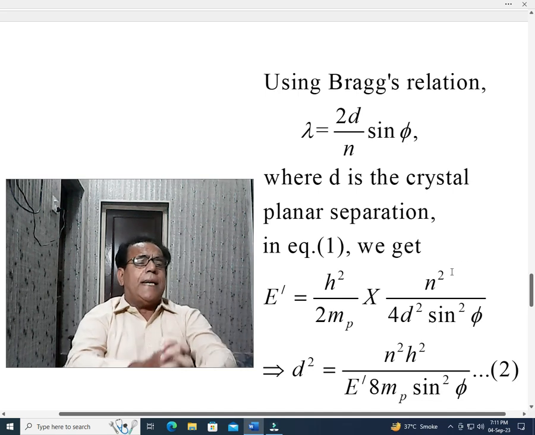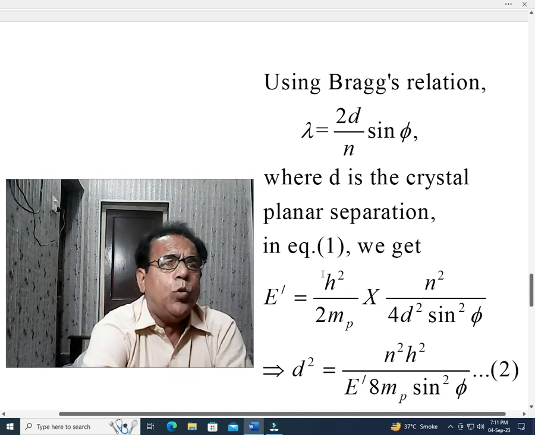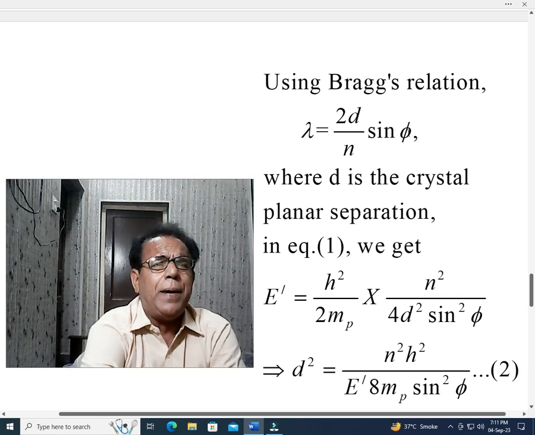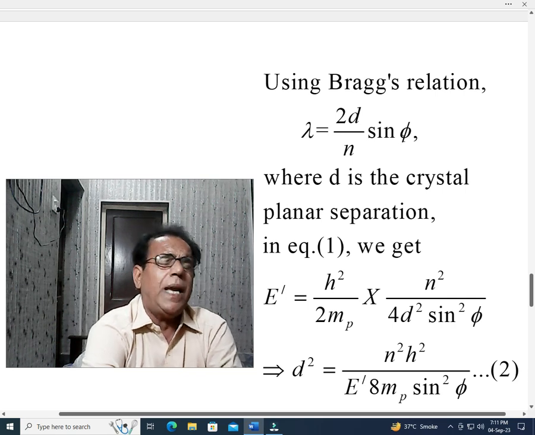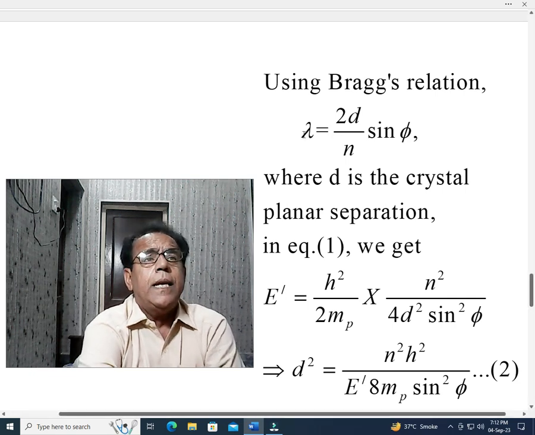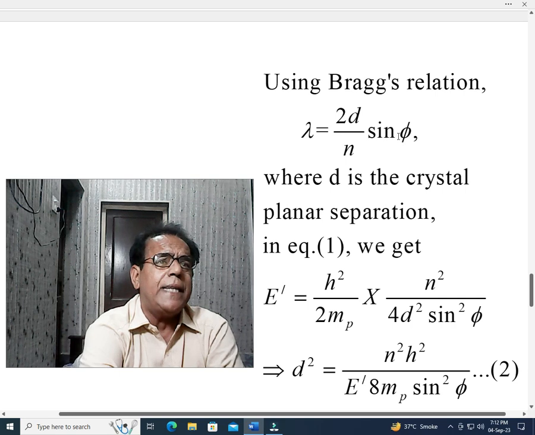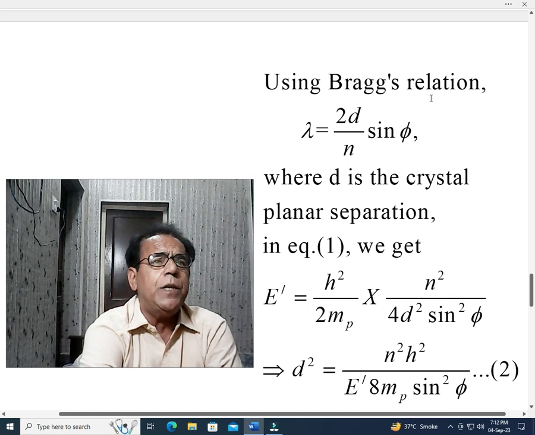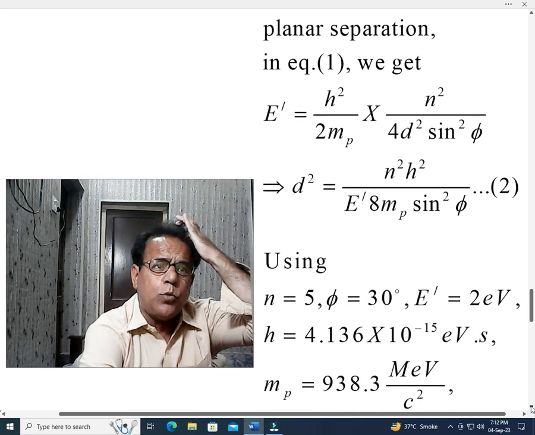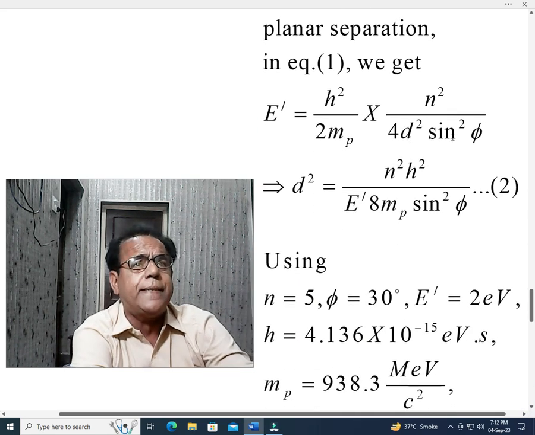Using Bragg's relation, that is lambda equal to 2d over n sine phi. There is one Greek alphabet psi and one phi. I think it is phi; anyhow we may confirm it if we need. Lambda equal to 2d over n sine phi, where d is the crystal planar separation. Using Bragg's relation in equation number 1, we get E dash is equal to h square over 2 Mp into n square over 4 d square sine square phi.